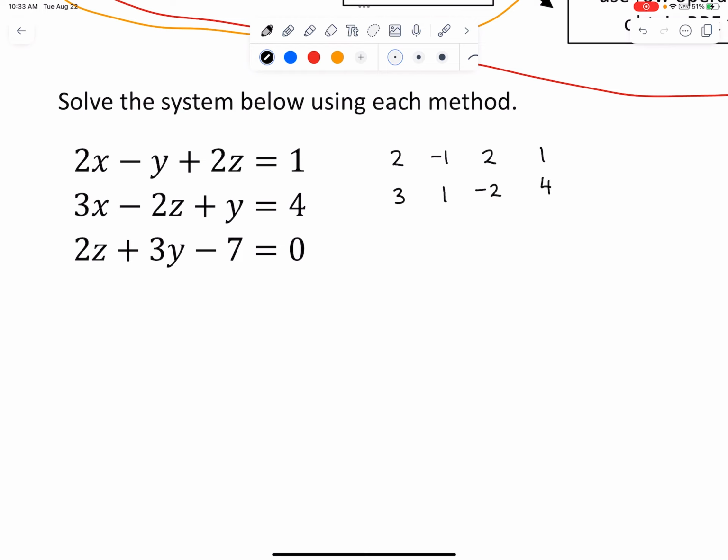And in the last equation, notice there is no x, so we do have a 0 to begin. The y coefficient is 3, the z coefficient is 2, and we do have to add that 7 to the other side. And just like that, we've created our augmented matrix. I'll put the vertical line to represent the equal sign.